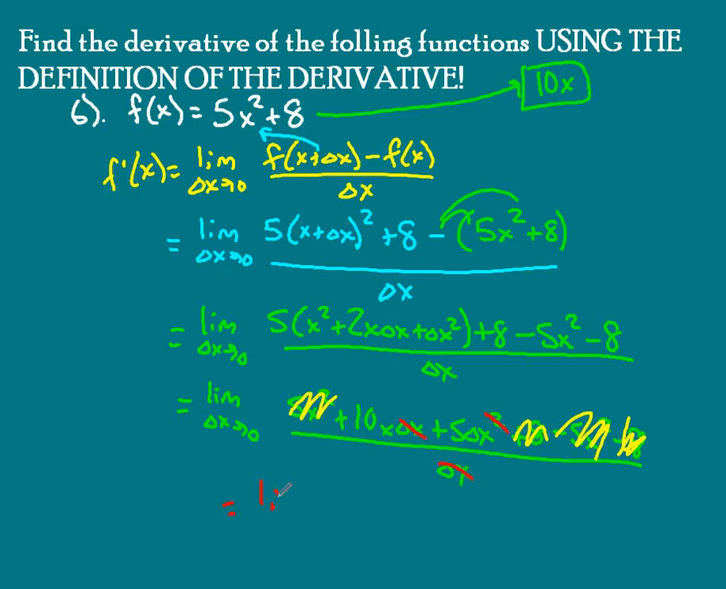So that leaves me with the limit as delta x goes to 0 of 10x plus 5 delta x. And again, I plug in 0 now for delta x. Now that things have canceled, I can plug in 0 for my limit value, which leaves me with just 10x as my answer, just like that.